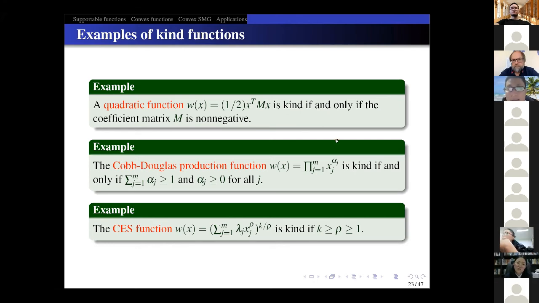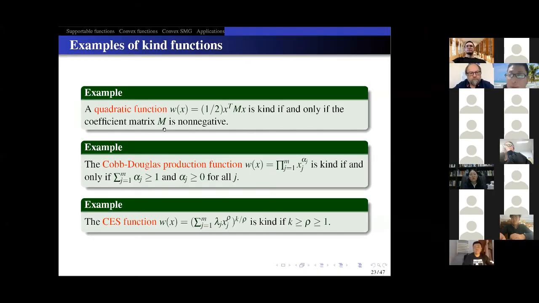And from this, we can see that this class of functions is quite different from convex or concave ones, because here we do not require any condition on this coefficient matrix, whether it is positive definite or negative definite. We do not have that kind of requirement. We will show that this class of functions has a non-trivial intersection with both concave functions and convex functions.